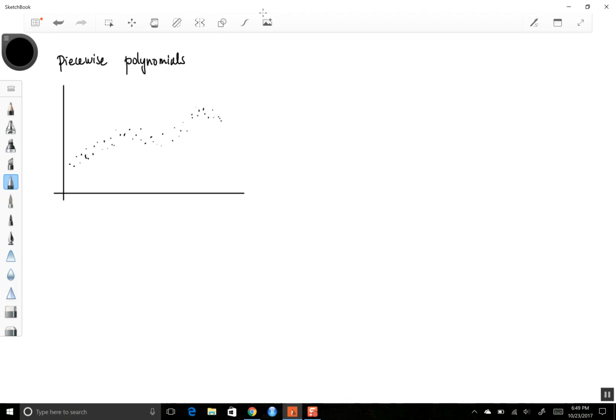Okay, so let's talk about piecewise polynomials. Maybe we want to try to fit a bunch of piecewise cubic polynomials. So we could have some kind of data like this. I'm just making something up here.